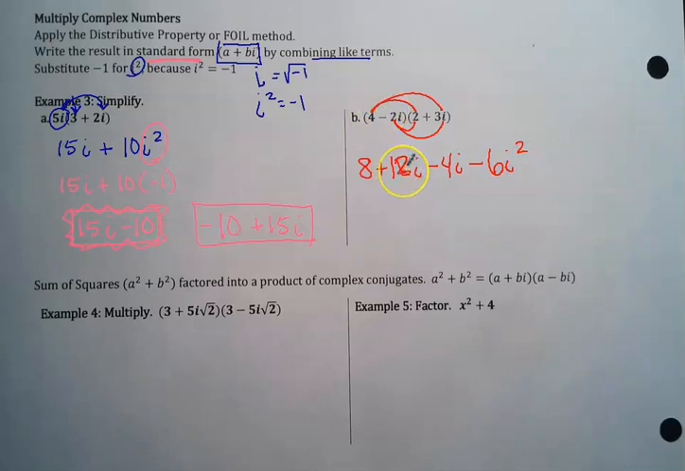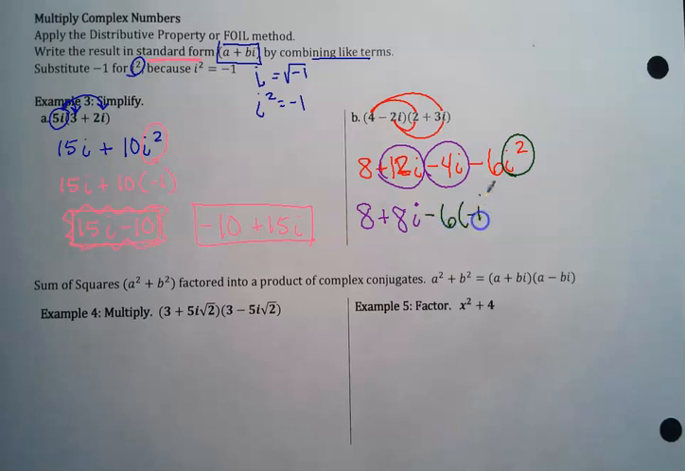Okay, so combine like terms. We've got a positive 12i, a negative 4i. So this is going to be 8 plus 12 minus 4 is 8i. The other thing we need to take care of is this is an i squared. So it's minus 6 times negative 1. That's going to give me 8 plus 8i. Negative 6 times negative 1 is a positive 6.